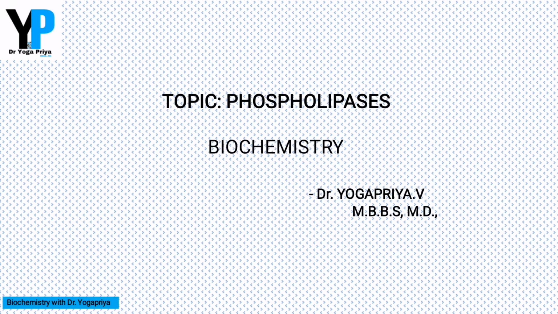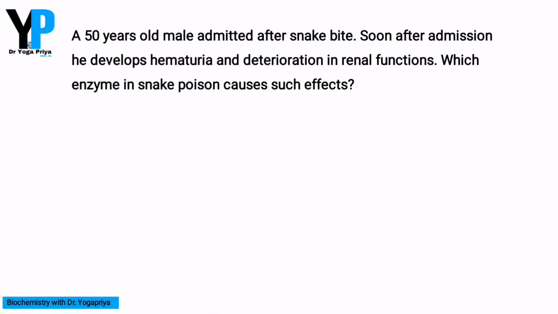Today our topic of discussion is a clinical scenario based on phospholipases. The question for today's discussion is: a 50-year-old male was brought to the casualty for admission after a snake bite. Soon after admission, he develops features of hematuria and also deterioration in the renal functions. Which of the following enzymes will be present in the snake poison to cause such effects?